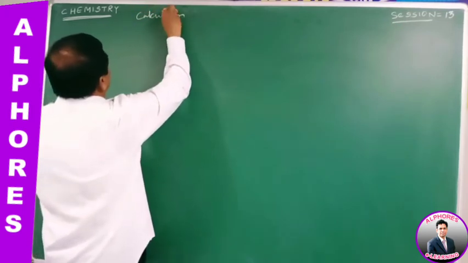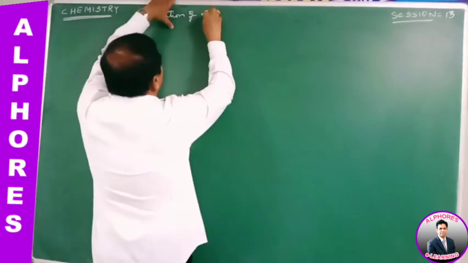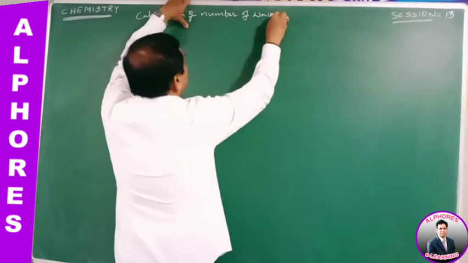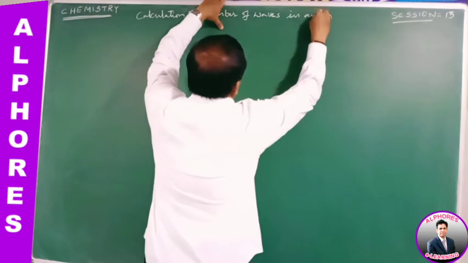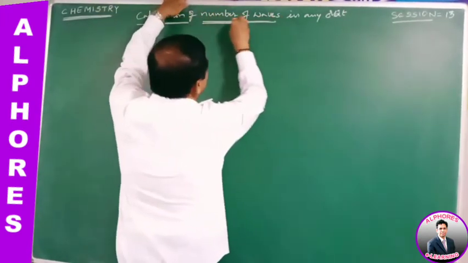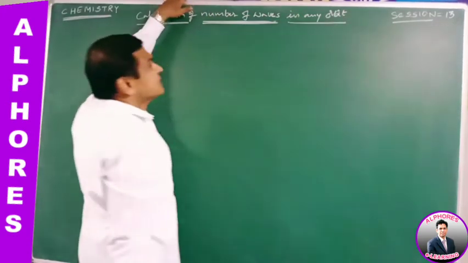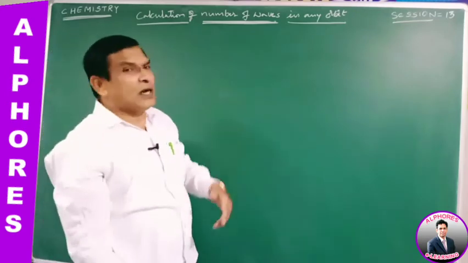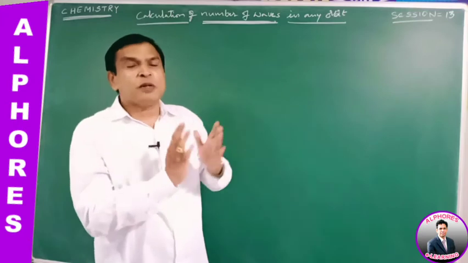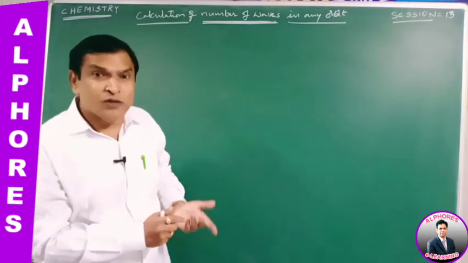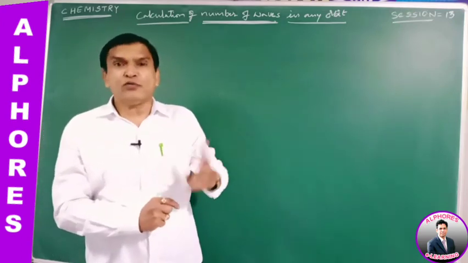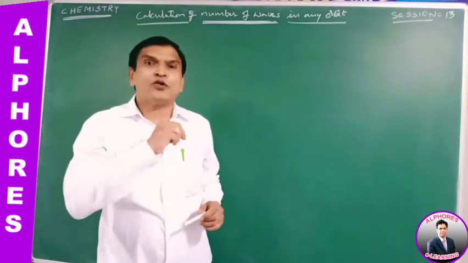Calculation of number of waves in any orbit, that is a very important concept for us, and it is very, very simple. In one sentence we can explain it: the number of waves made by the electron in any given orbit is always equal to n, the principal quantum number. For example, the number of waves made by the electron in the first orbit is 1, in the second orbit is 2, and in the fourth orbit is 4.